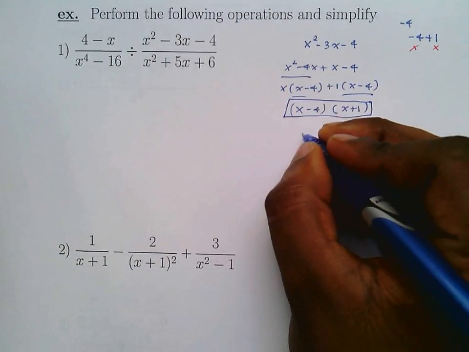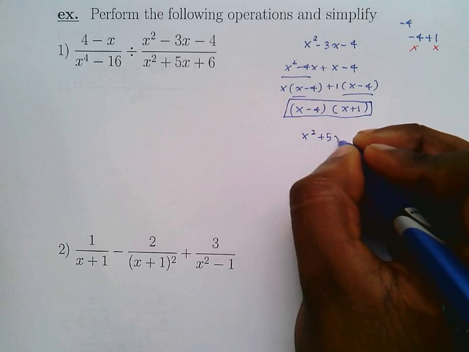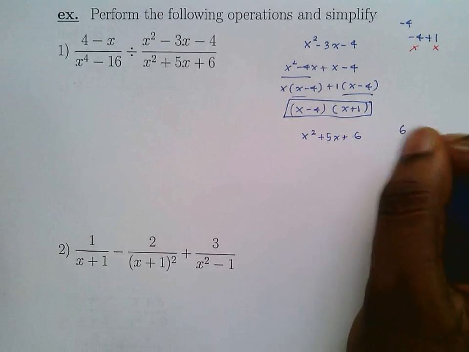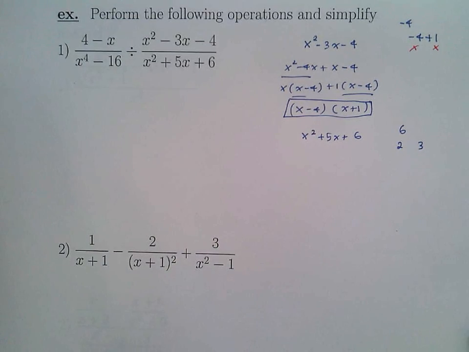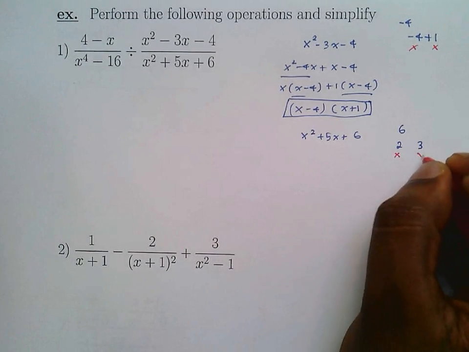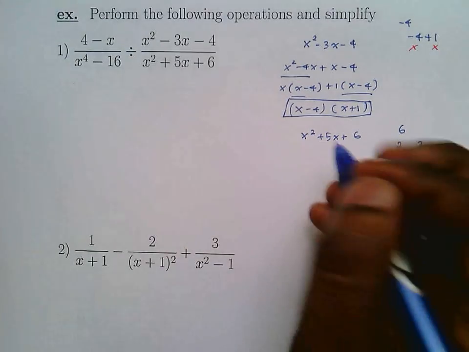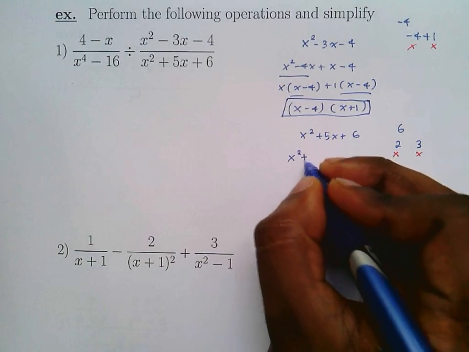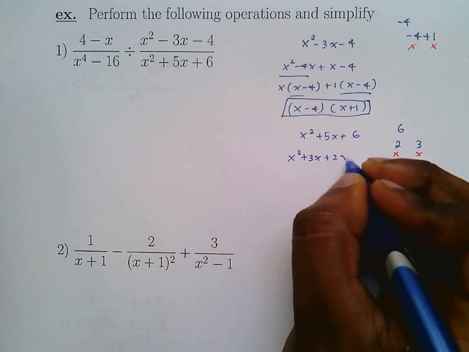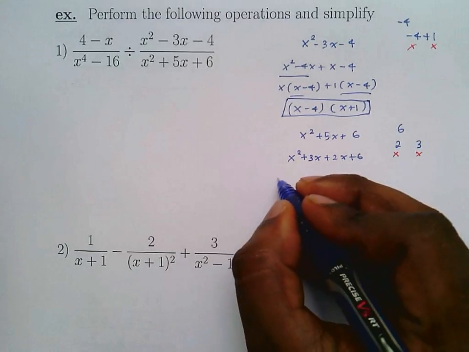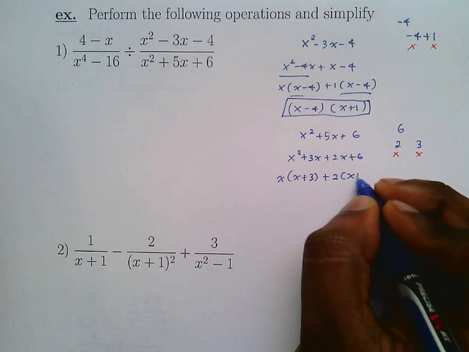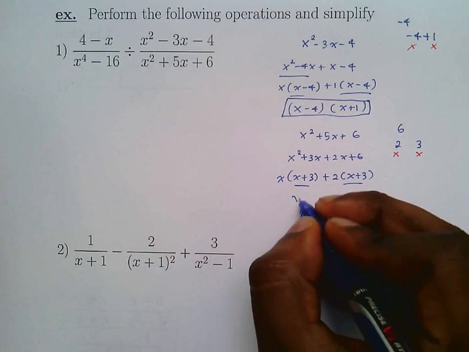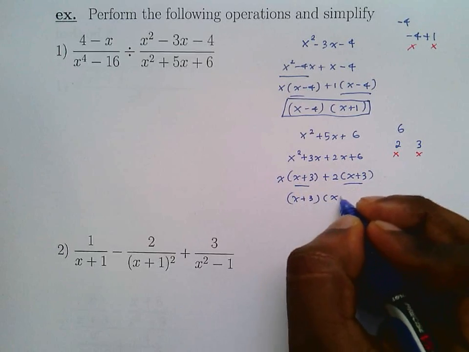And x squared plus 5x plus 6. Factors of 6 that add up to 5, that would be 2 and 3. So split the middle to 2x and 3x. So x squared plus 3x plus 2x plus 6. Now you have x times x plus 3 plus 2 times x plus 3. x plus 3 is common: x plus 3 times x plus 2.